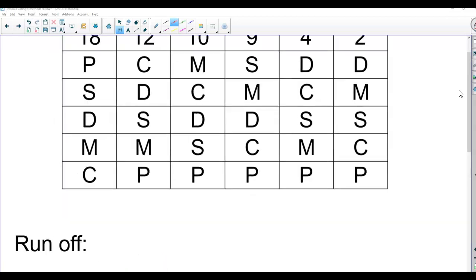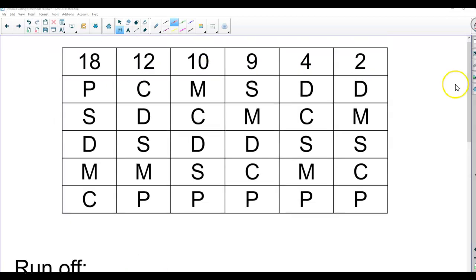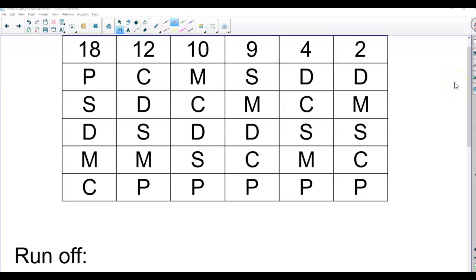The first thing we need to do is determine who has the top two first place votes. Pepsi has 18 first place votes. Coke has 12 first place votes. That's where the P and C come from. So P has 18 first place votes. C has 12 first place votes. And we're getting rid of every other letter. You're getting rid of S, D, and M.